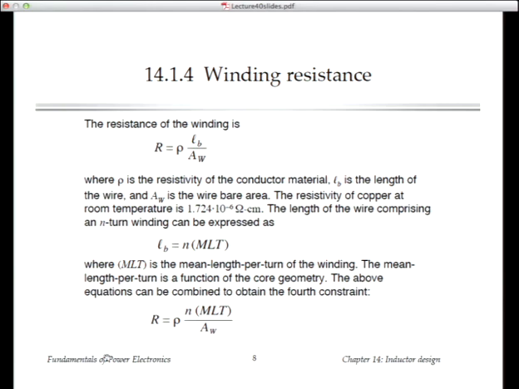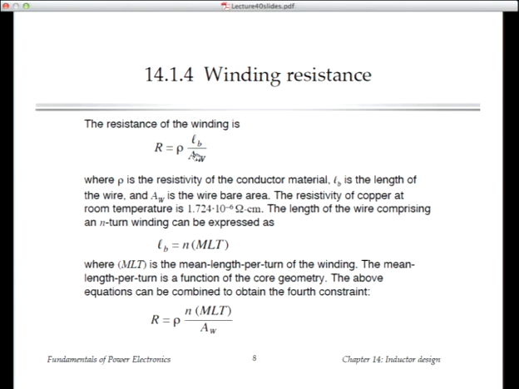Finally, we have one more equation, which is the resistance of the wire. So we want to design to get a certain resistance. And here's the formula we've been using for that. Resistance of the wire is the resistivity rho times the length of the wire divided by the area of the wire. Okay, now how long is the winding?